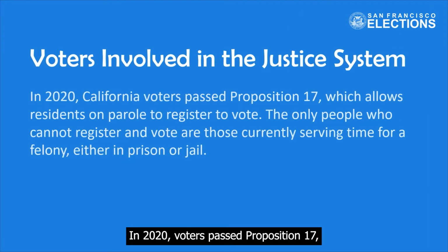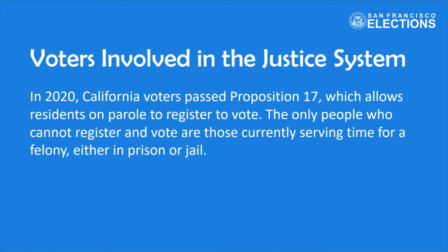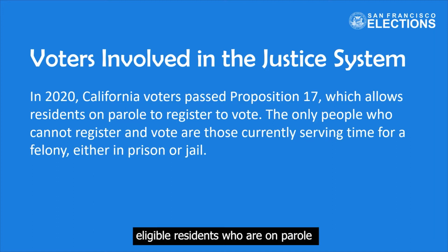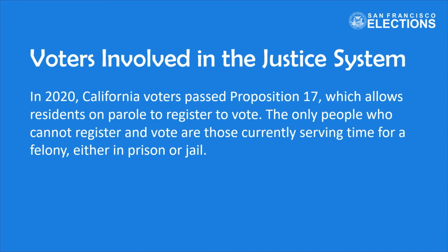In 2020, voters passed Proposition 17, which amended the state constitution to allow otherwise eligible residents who are on parole to register to vote. Consequently, the only people who cannot register and vote because of being involved in the justice system are those currently serving time for a felony, either in prison or in jail.